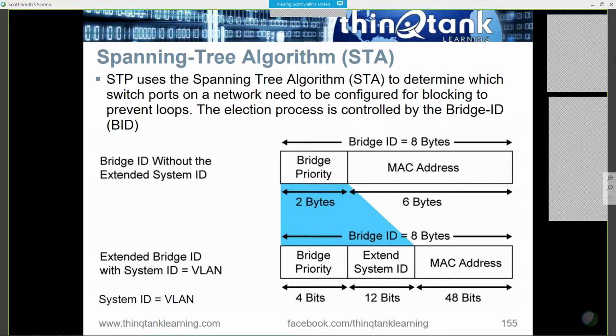What is the benefit of being able to identify a spanning tree instance per VLAN? Any ideas? To load share. To be able to go, okay, I want distribution switch A to handle all the traffic for these VLANs, and I want distribution switch B to handle all traffic for those VLANs. All right? I think I have a diagram that kind of depicts that concept. We'll see that maybe a little bit later on.